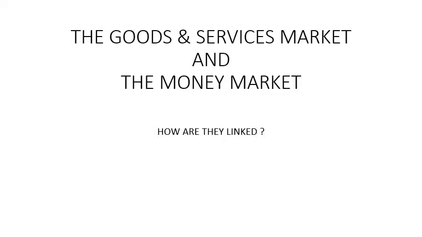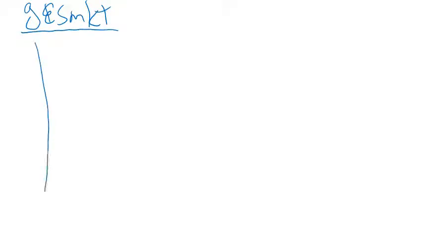the goods and services market and the money market together in one place. So the question is, how are they linked? First, let's start with the goods and services market. You remember the language, you remember the concepts, you remember the labels.